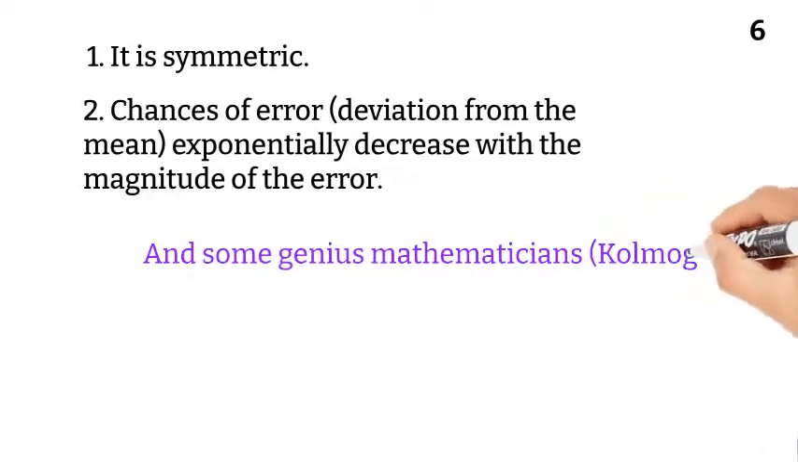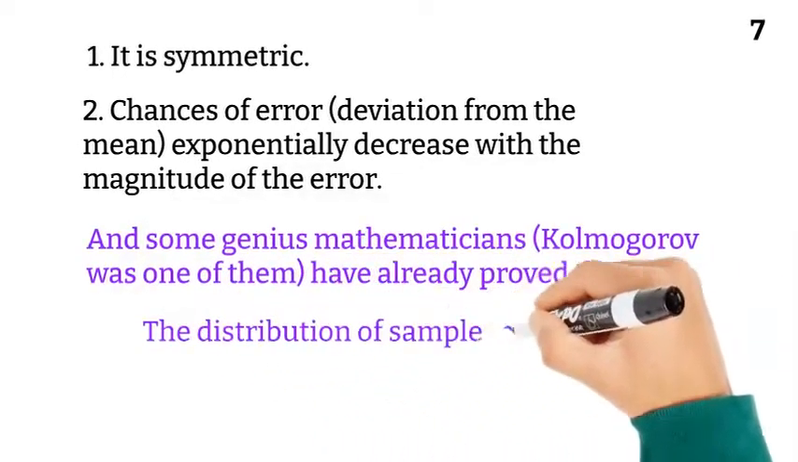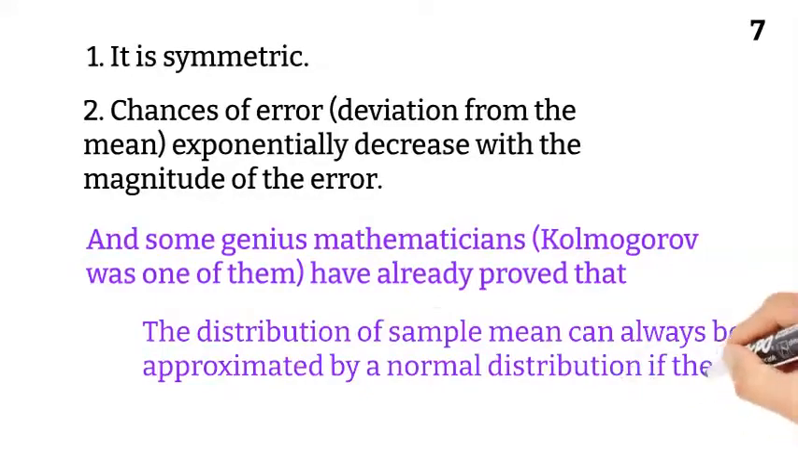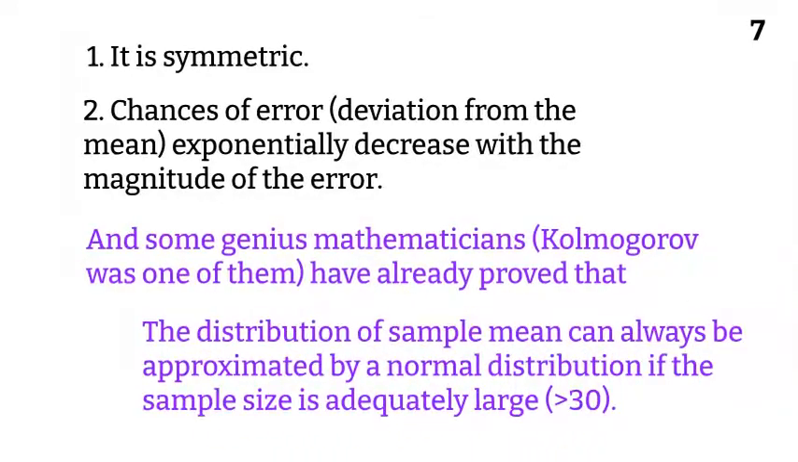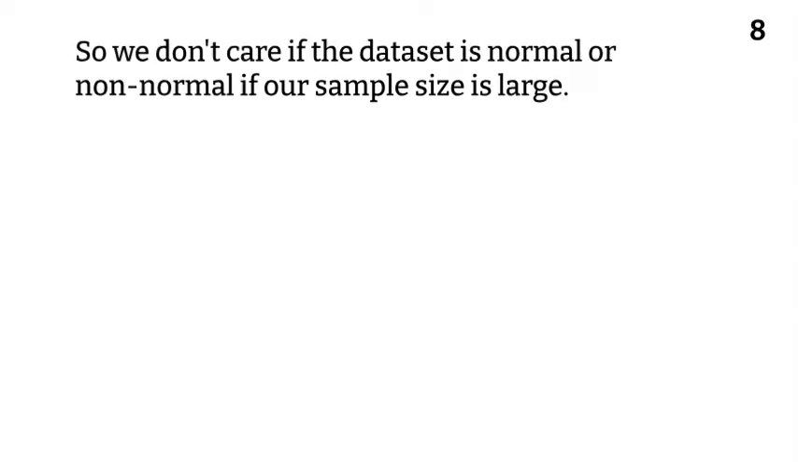And, most importantly, some genius mathematicians, Kolmogorov was one of them, have already proved that the distribution of sample mean can always be approximated by a normal distribution if the sample size is adequately large, greater than 30. So, we don't really care if the dataset is normal or non-normal, if our sample size is large.